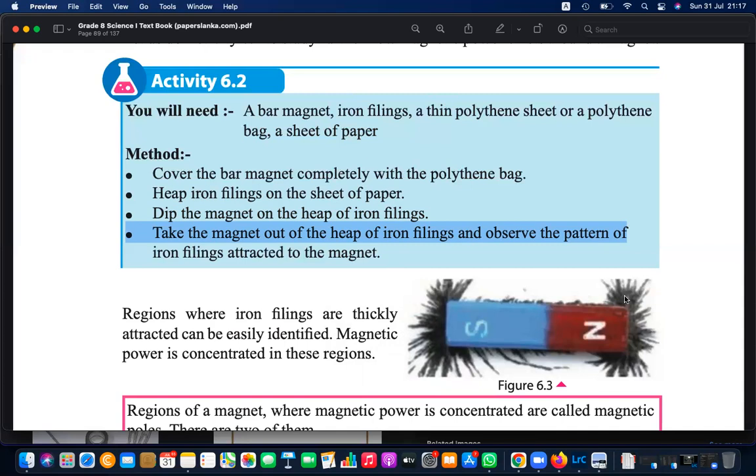Yes, there are magnetic materials in sand, right? These magnetic materials are not exactly iron, but there are magnetic materials in the sand. These magnetic materials will attract. After collecting these magnetic materials you can do the same practical.